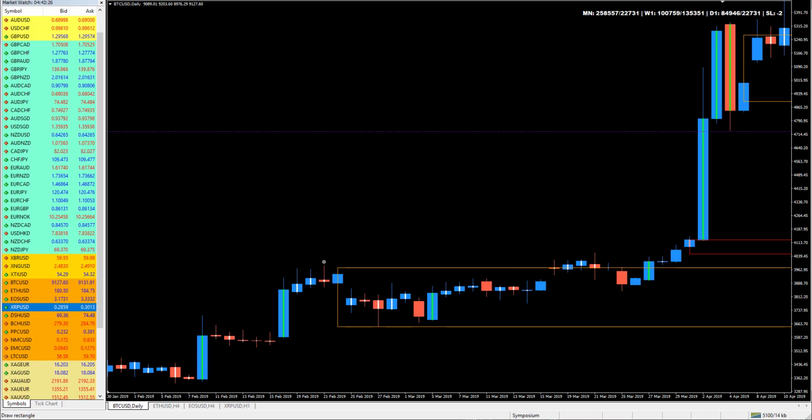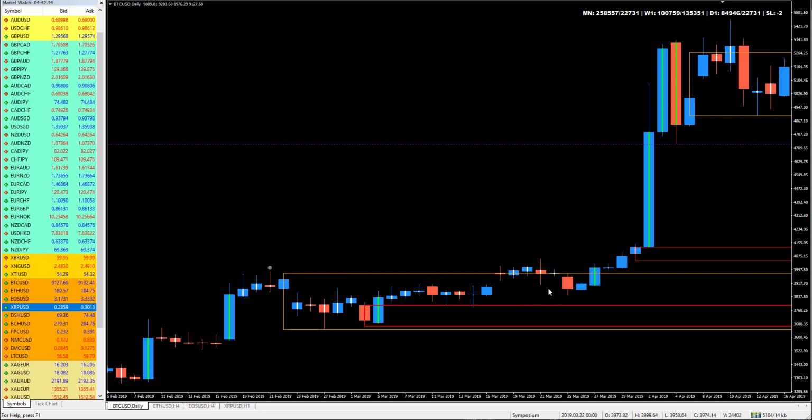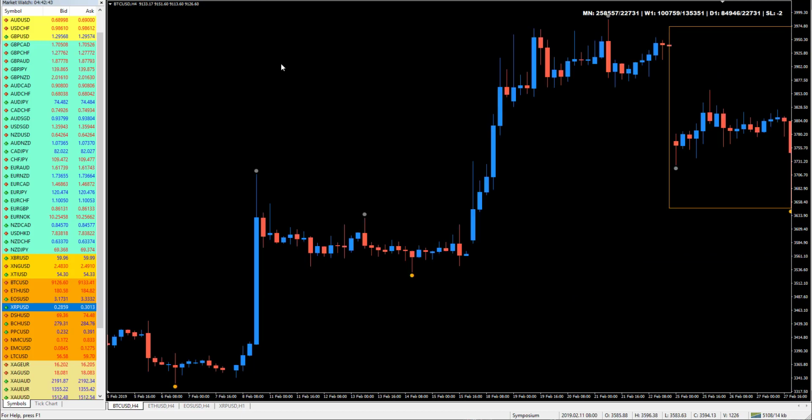Okay, so this is where it came from. So we had a test here. We had the first test, failure, and this is one that managed to move through it. So we're actually reacting at something in here we can't see. Let's go to the 4-hour chart and find some clarity.